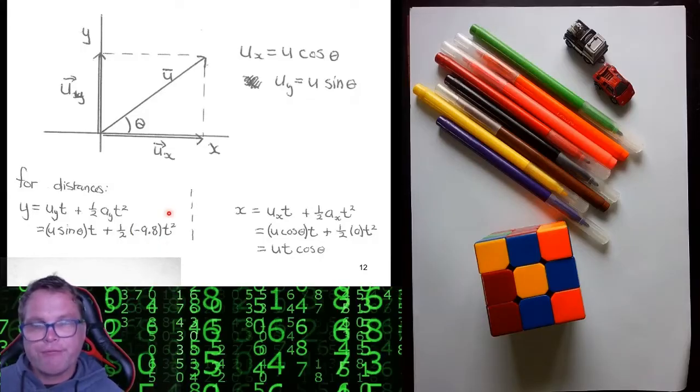If we look in the x direction, on the other hand, then we have a similar equation of similar form, and here you can see u_x is going to be u cos theta, and the acceleration in the x component is 0, so the second term is going to fall away. So take a look at these slides and familiarize yourself with the concept of breaking the vectors into their components and then applying them to the equations of motion. We'll see some further examples of that to come.